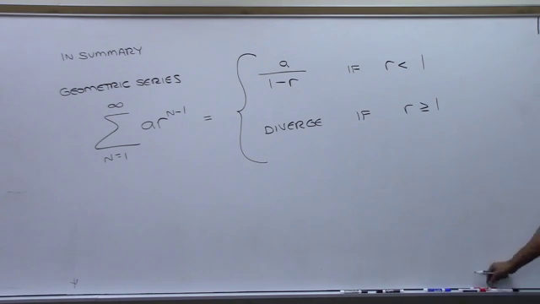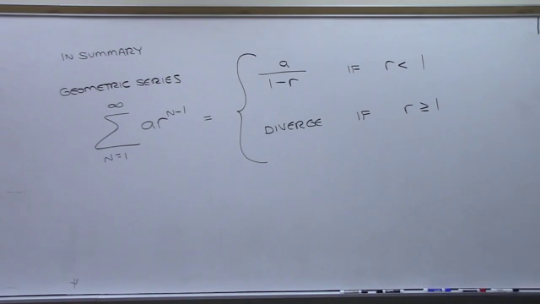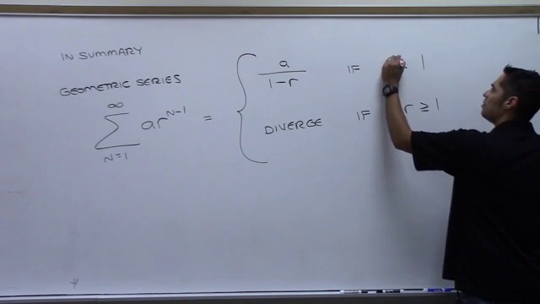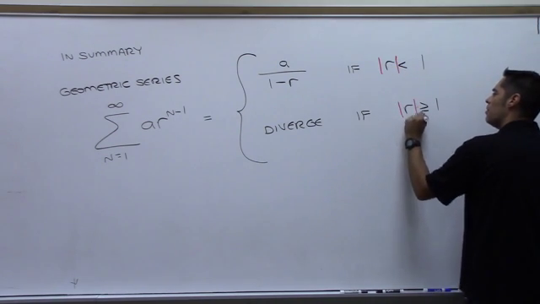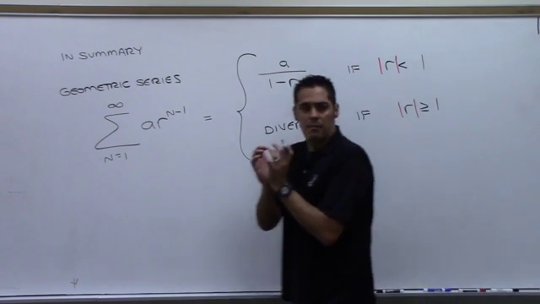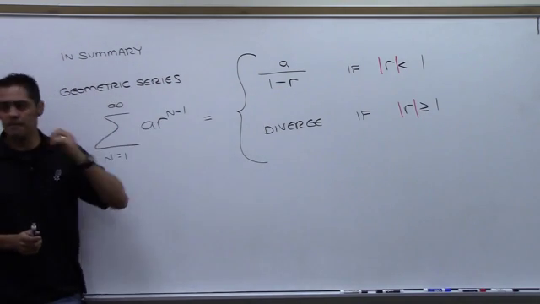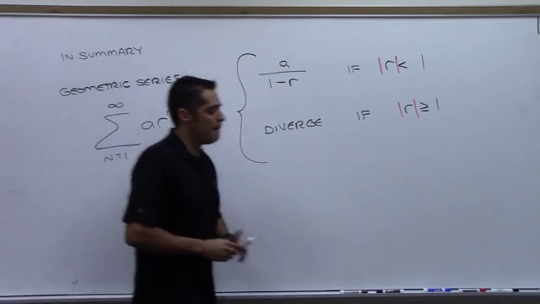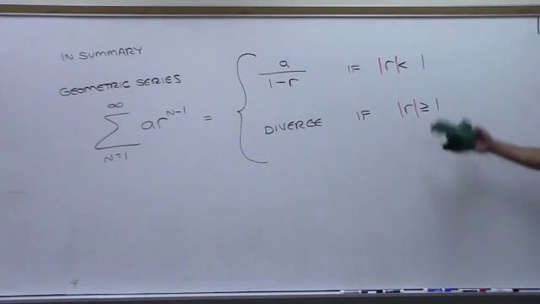Now there's a little more that we could show. I'm going to skip over it. You know, verify it if you want on your own. You can change this to absolute value of r less than 1 and absolute value of r greater than or equal to 1. In other words, if your r is a negative number, this still holds. You just have to look at the absolute value of it. All right. That's the big result.